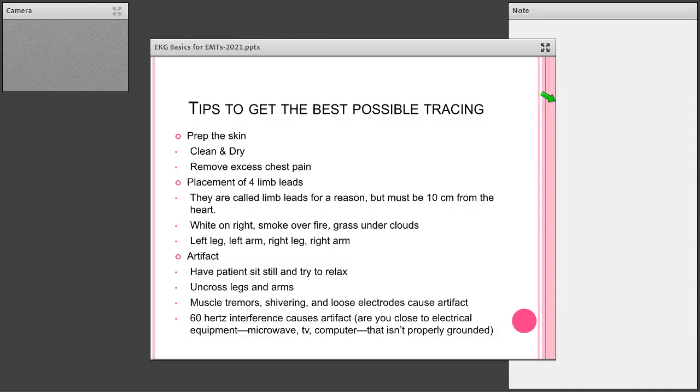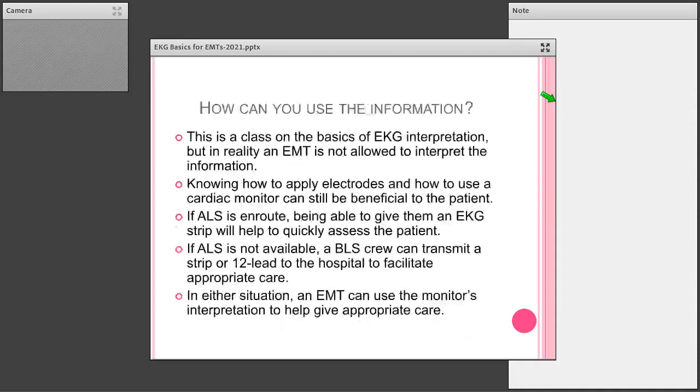All right, so now that we know how to get a good tracing, what can we do with this information? So this is a class on basic interpretation, primarily of just a regular 4 lead, a little bit on 12 leads at the end. Technically, EMTs are not allowed to interpret the information, but knowing how to put on the cardiac monitor and knowing when to use it are really beneficial. If you have an ALS provider en route, you can give them that strip, and that will help them assess the patient a little faster.